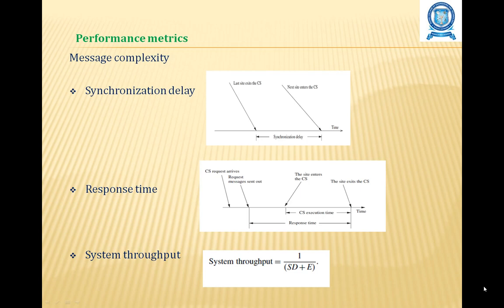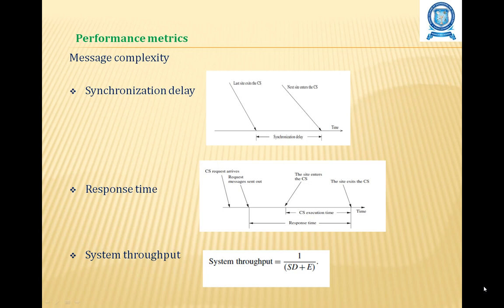Next, we see the performance metrics. Performance metrics are message complexity, synchronization delay, response time, and system throughput. The first one is message complexity. This is the number of messages that are required per critical section execution by a site.